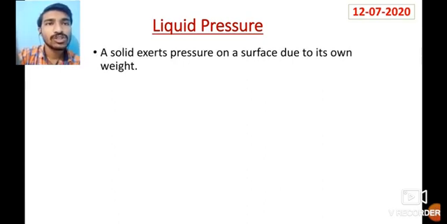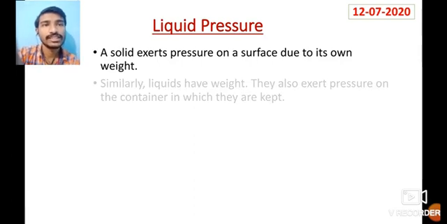You all know a solid also exerts a pressure on a surface due to its own weight. We will call that a thrust. That means, let us take an example of a body which has a mass of 50 kg. Now how much pressure is it exerting? It is exerting a thrust of 50 kgf.